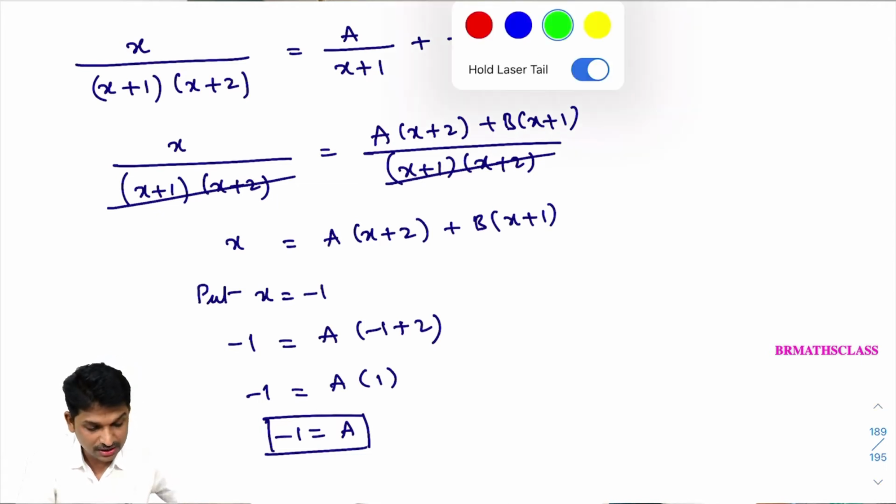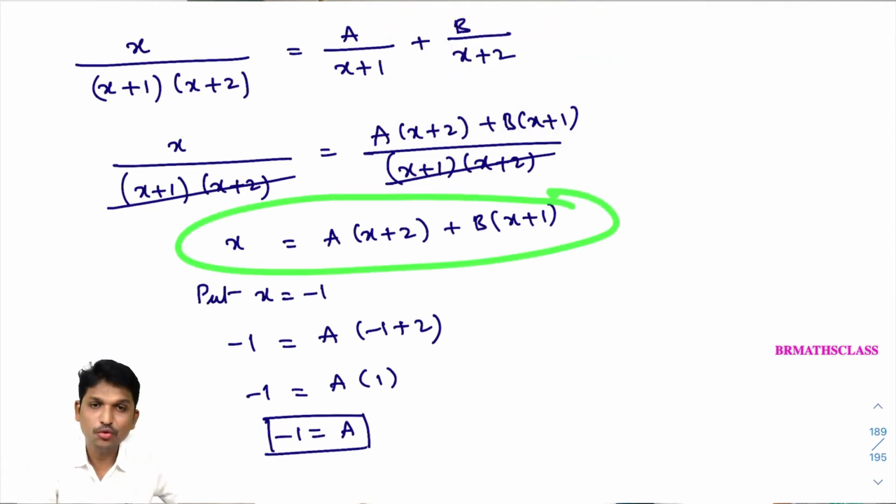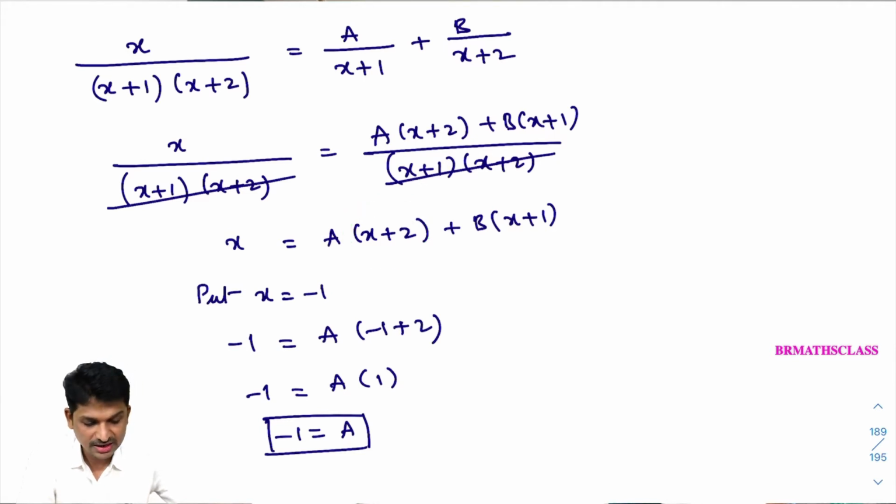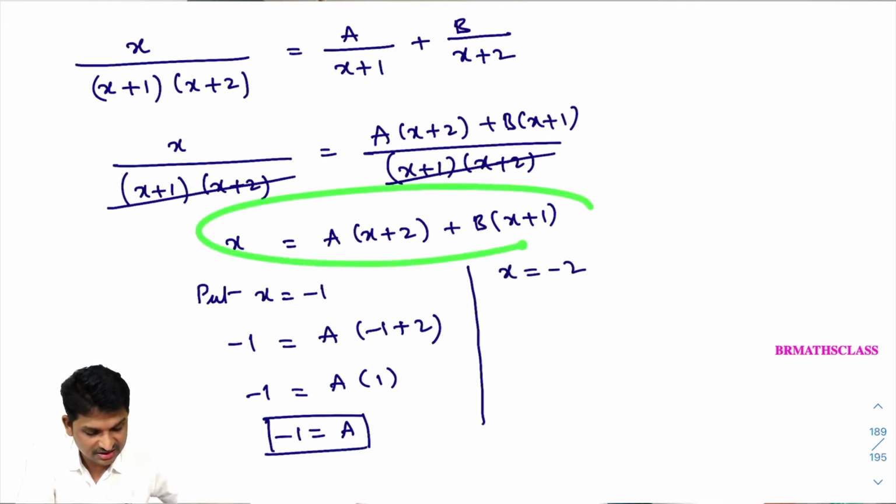How to get the b value from this? If you want the b value, you need to make this a 0. How will it become 0? Suppose x plus 2 equals 0, what is x? x equals minus 2, right? Put x equal to minus 2 right here. I'll put x equal to minus 2 in this complete equation.